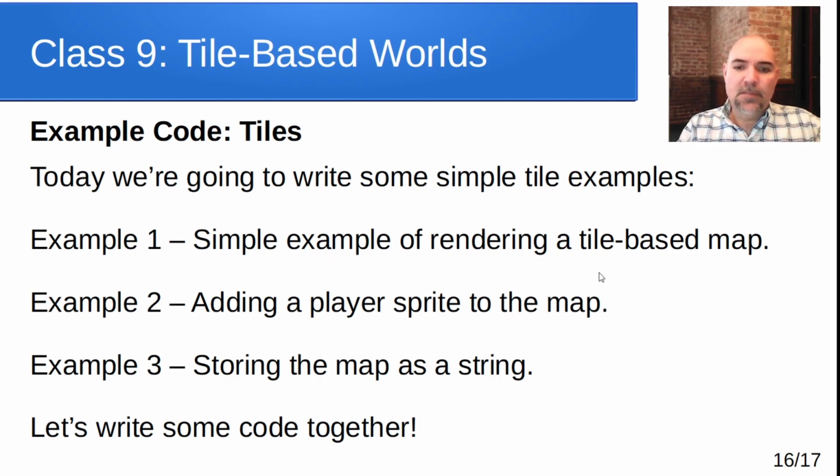But we did example 1, a simple example with rendering the tile-based map. We added the player for example 2, and then for example 3, we stored the map as a string and used a dictionary to look up the textures, which is going to be much more extensible than what we did before, because now we can add a texture, change the map, add things to the map, and have a whole different map show up. The other cool thing about this, as I said before, is you can see what that map looks like by how you're editing that file.